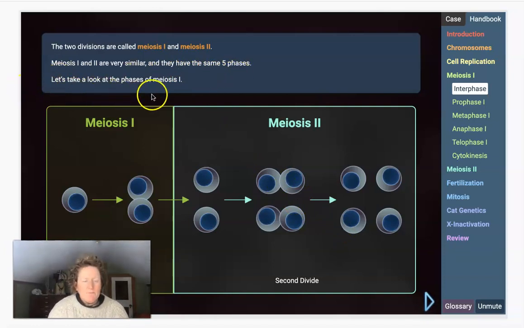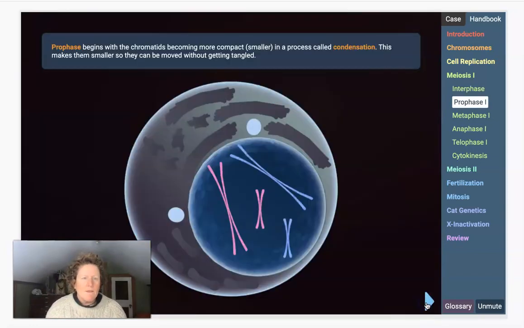Let's look at the phases of meiosis 1. Now, it's important when we look at meiosis, it's not just mitosis twice. The chromosomes line up a little bit differently, and let's pay attention to that as we go through here. So, prophase begins with the chromatids becoming more compact. They're shrinking up so they don't get all tangled when we line them up to divide them. This process is called condensation.